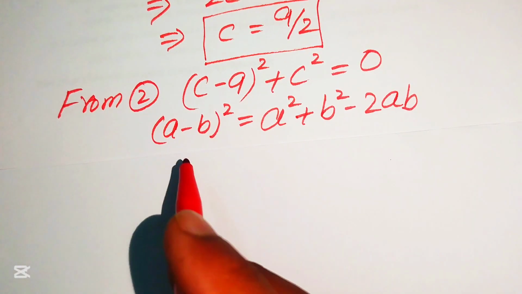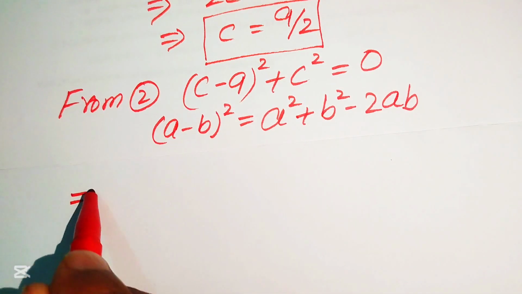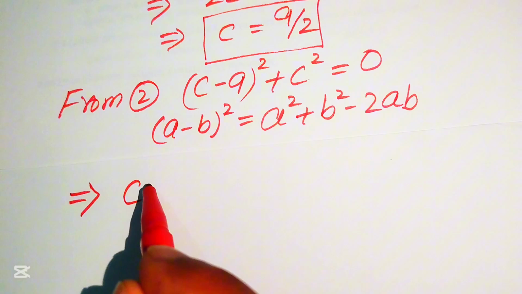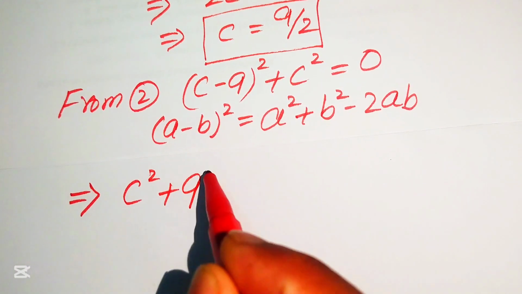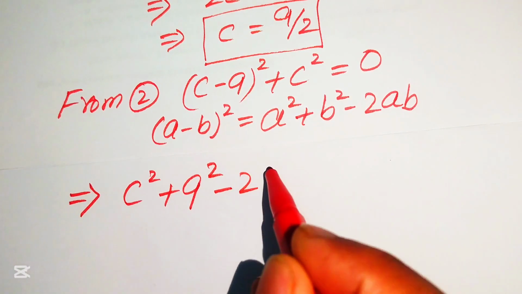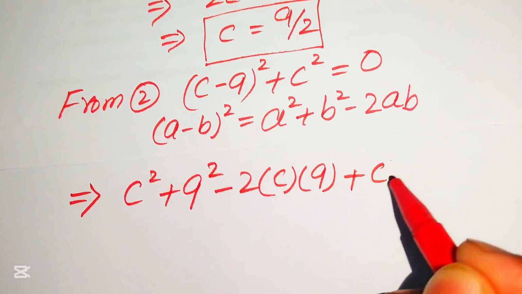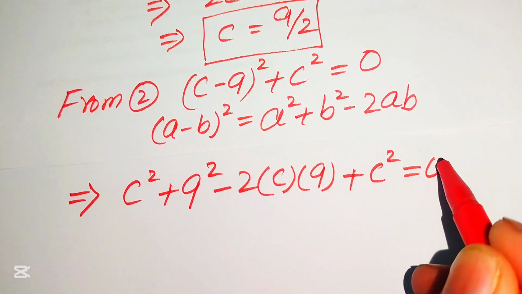So according to this formula, we write our first term in this form. This is (c minus 9) whole square. We write it as c square plus 9 square minus 2 times of c into 9, and plus c square equals to 0.